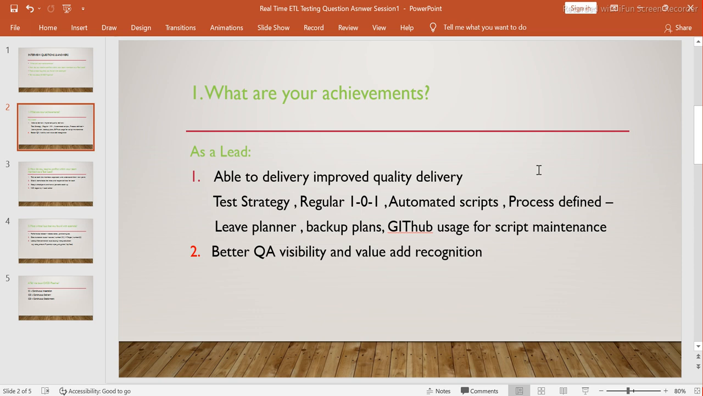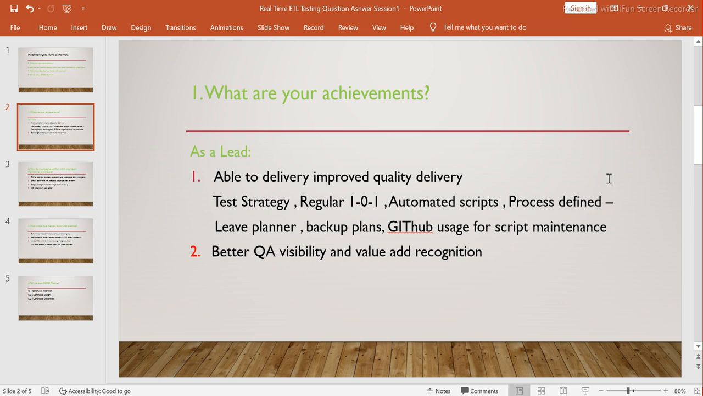So that's where we started automating, primarily using Python. Within Python, we used pandas and NumPy, and now we can just run a script on the files and quickly get the output, so we can verify whether a file is correct or not. Automation is the third thing we did, and then the process definition. We defined certain processes, for example, we did not have a leave planner.